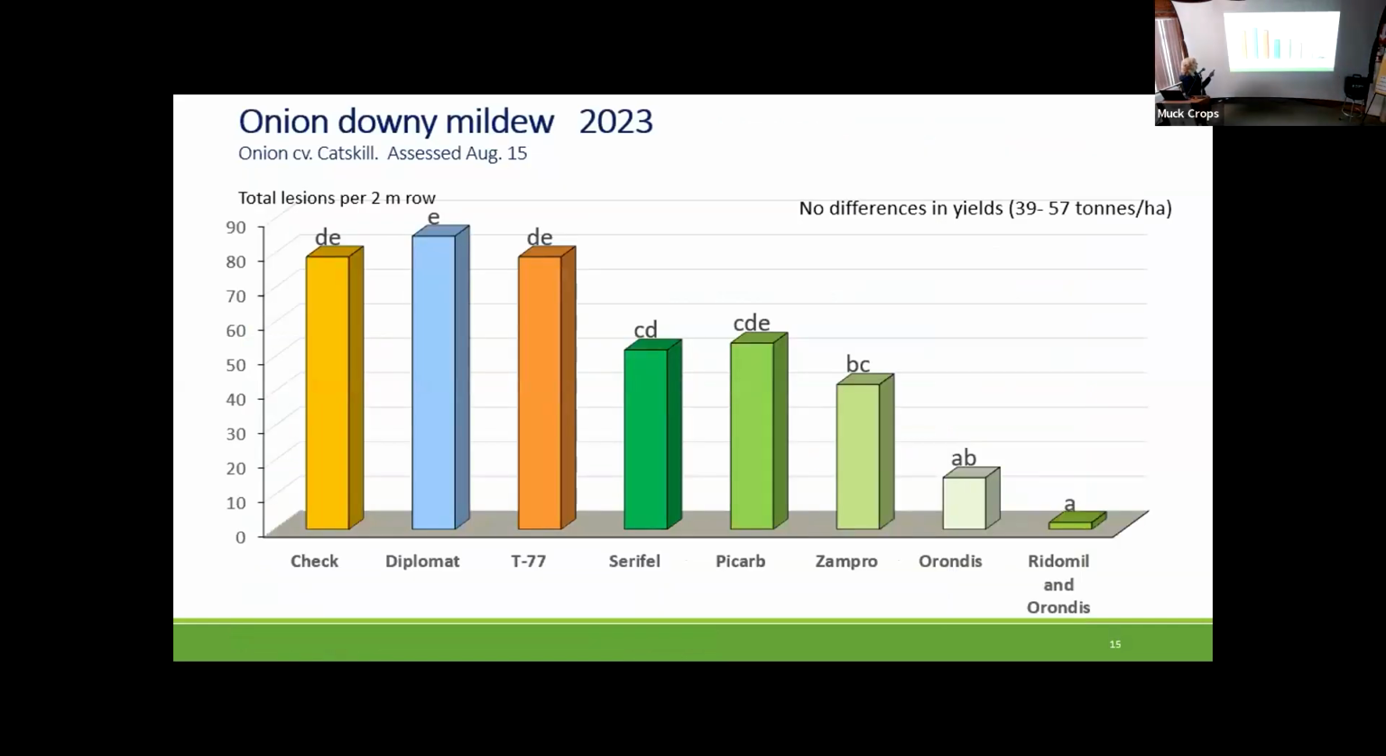So in 2023, lots of disease. These are the number of lesions in 2 meters of row. So over 80 lesions in actually the Diplomat. So you can see it was no different from the non-treated check. The T77 wasn't particularly effective either. Serifel wasn't statistically different, but it did look like there might be something happening there. But down at this end is what we're really interested in. The Ridomil alternated with Orondis, Orondis on its own, very effective for reducing downy mildew.